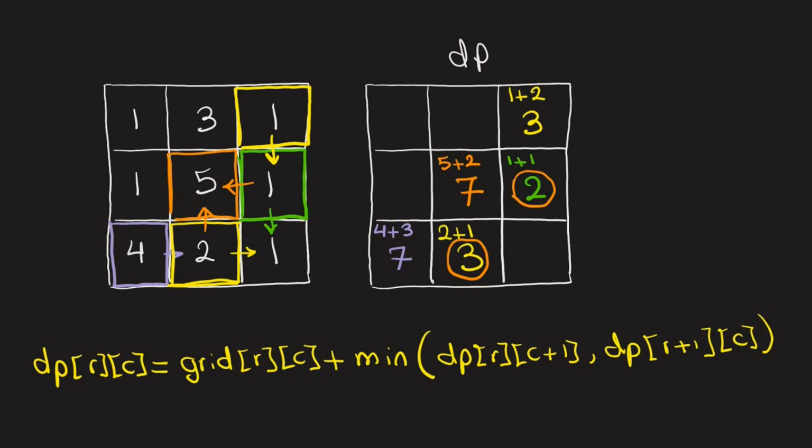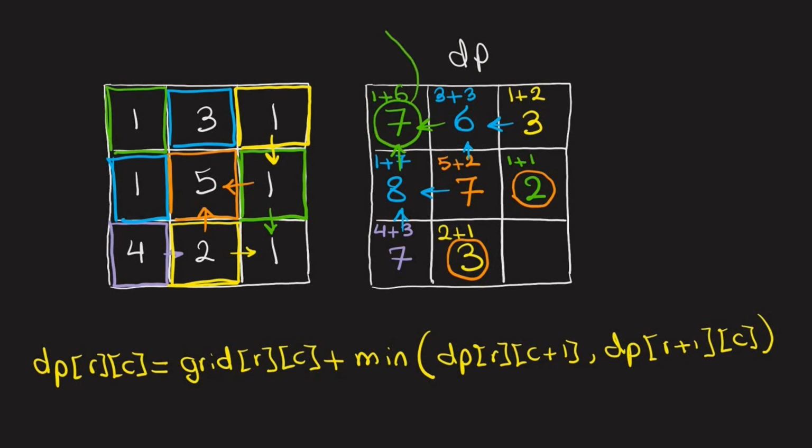Let's continue for the other cells. For example, for this cell, the value is 1. From the right side, I get 7. From down, I get 7. The minimum is 7. So 1 plus 7 equals 8. Now let's consider this cell. The value is 3. Plus, from the right side I get 3, from down 7, so the minimum is 3. 3 plus 3 is 6 here. And for the last cell we have value 1 plus, from the right side I get 6, from down 8, so the minimum is 6. 1 plus 6 is 7. And the value of the last cell, 7, is the output of our algorithm.